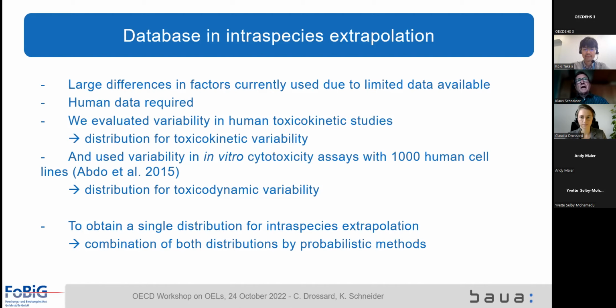And for the toxicodynamic part, which is differences in susceptibility of the target organ, we used in vitro data published by Abdo and colleagues on a large set of chemicals investigated in more than 1,000 human cell lines representing various populations. And again, we derived a distribution describing this. And we combined the two by probabilistic methods to come up with one specific distribution describing the uncertainty in intraspecies extrapolation.